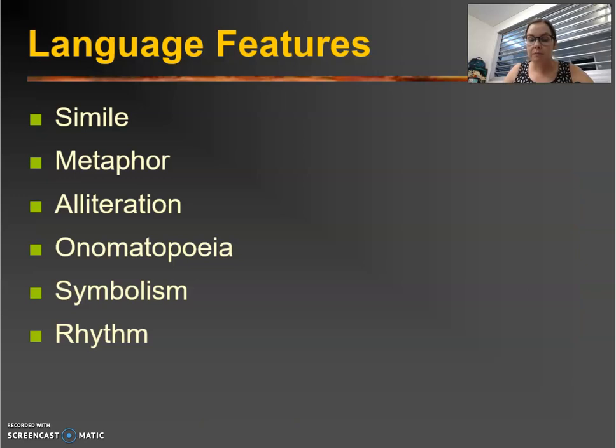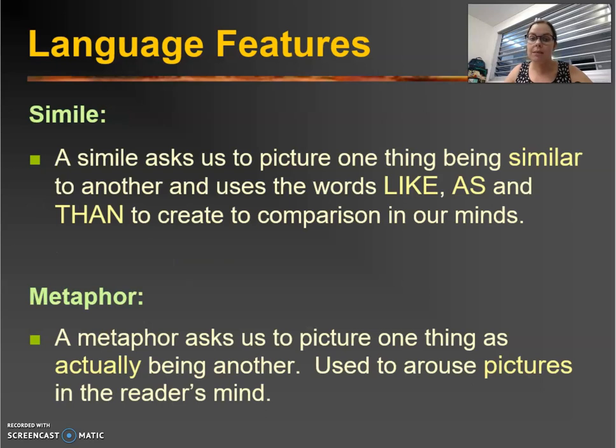Language features are what we focused on last term. We're going to have a look specifically at simile, metaphor, alliteration, onomatopoeia, symbolism, and rhythm. We know that a simile asks us to picture one thing being similar to another and uses the words like, as, and then to create a comparison in our minds. A metaphor asks us to picture one thing as actually being another. It's used to arouse pictures in the reader's mind.